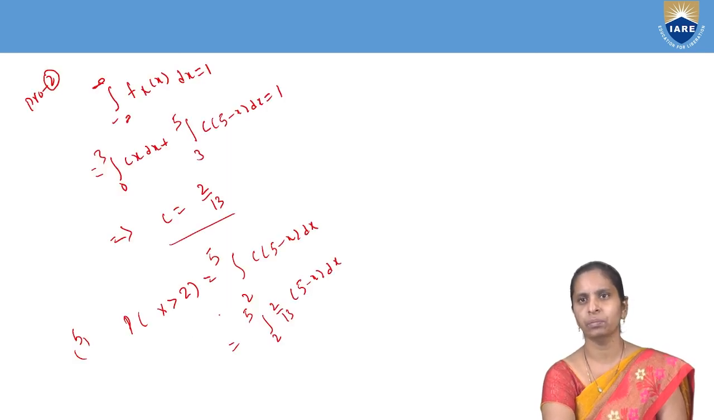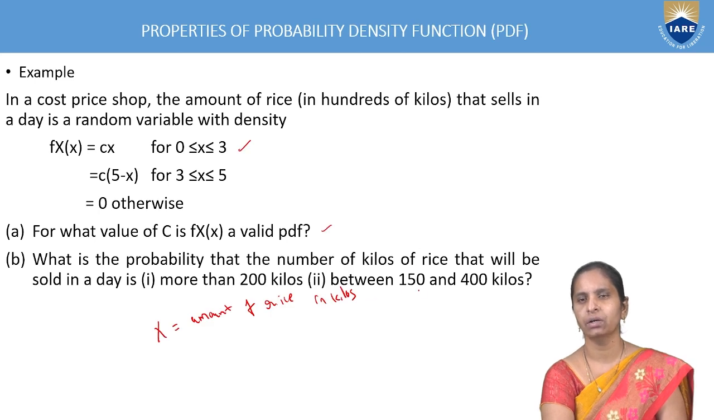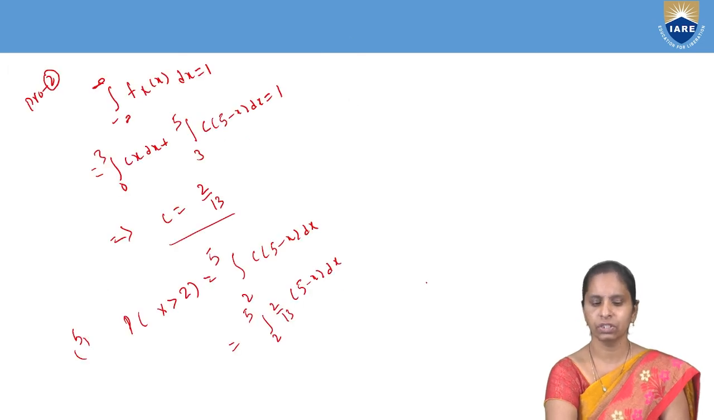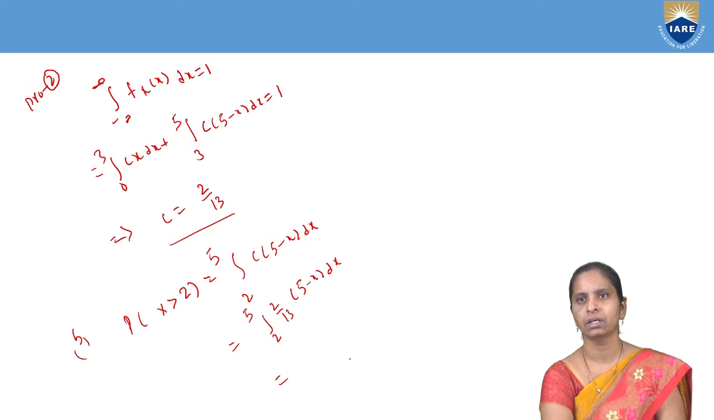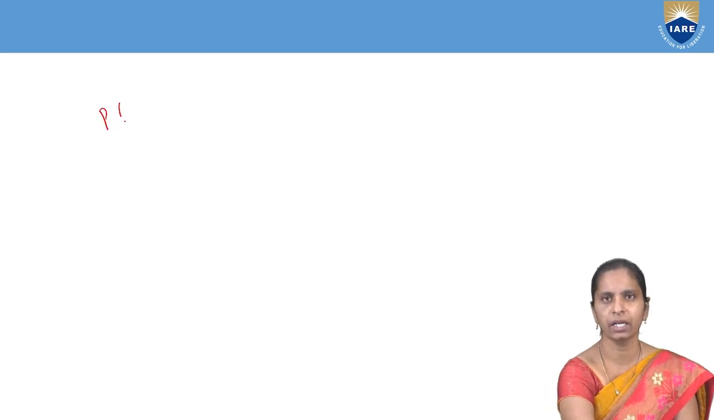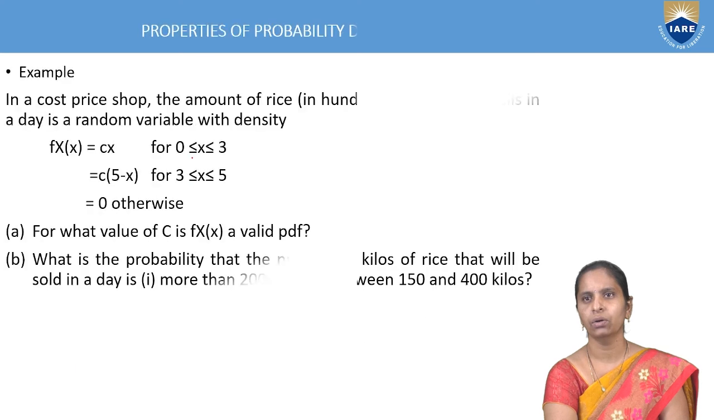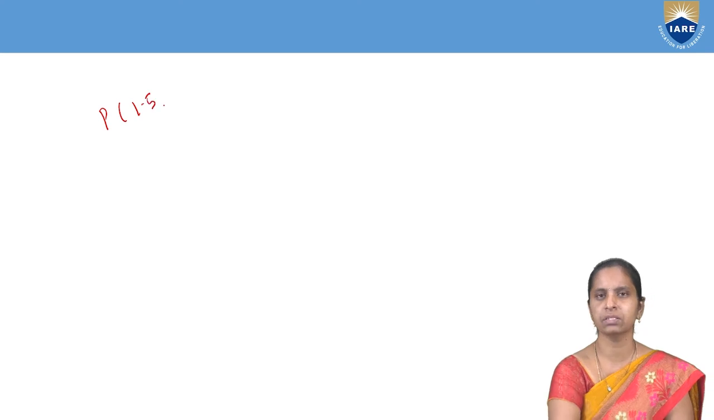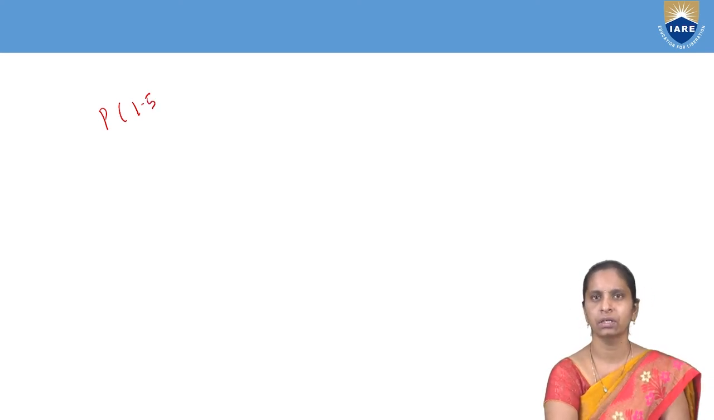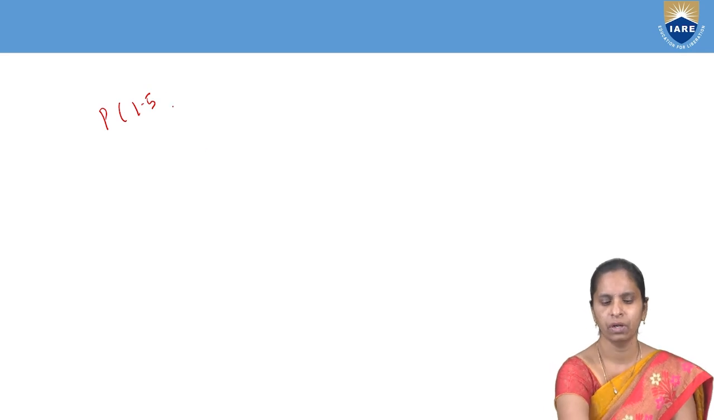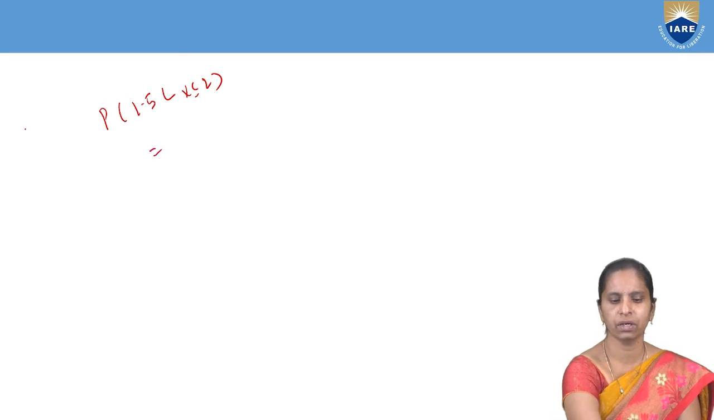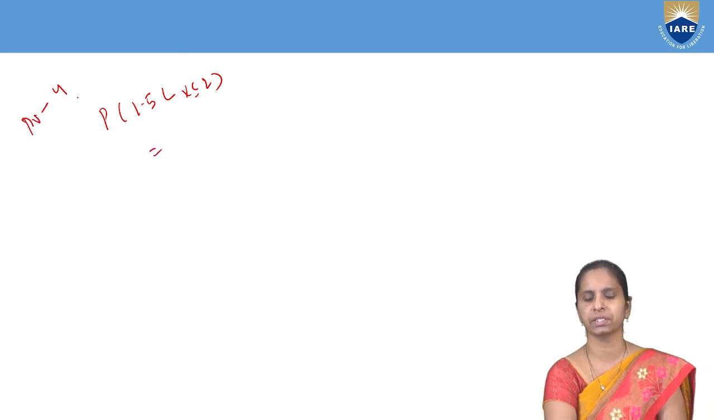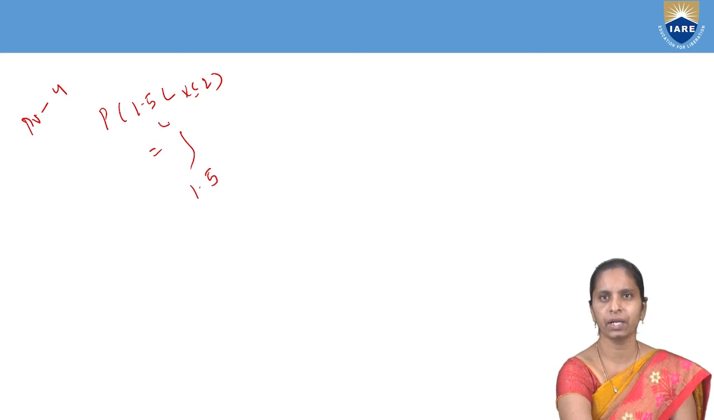And what is the next problem? We have to calculate the probability that the amount of rice sold is between 150 kilos and 400 kilos. Since I have already defined x in terms of kilos, don't write 150 here, write 1.5, and 400 becomes 4. So from 1.5 to 4, you have to use property 4 of the density function.